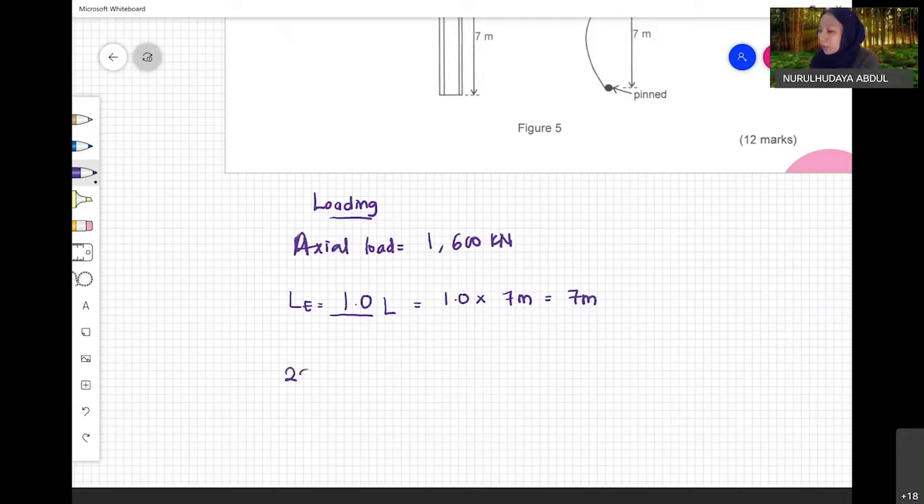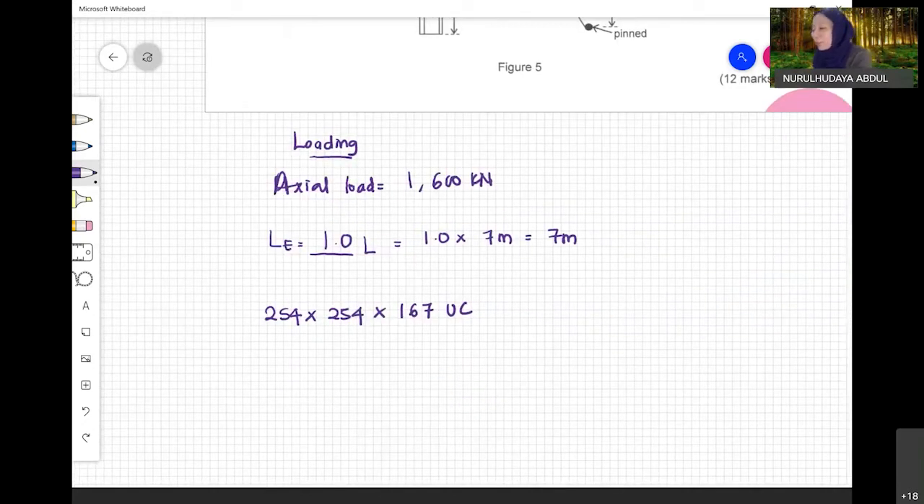Dalam soalan dia dah bagi suggestion to use 254 times 167 UC. Kalau soalan bagi pakai dalam soalan, jangan gatal pergi cari section baru. Bila awak cari section baru tak ada markah. Okay, tak kisahlah if let's say the section is not suitable at all, doesn't matter, sebab dia suruh pakai section tu. So you check, tak okay lah, tak okay lah. Kira sampai habis.